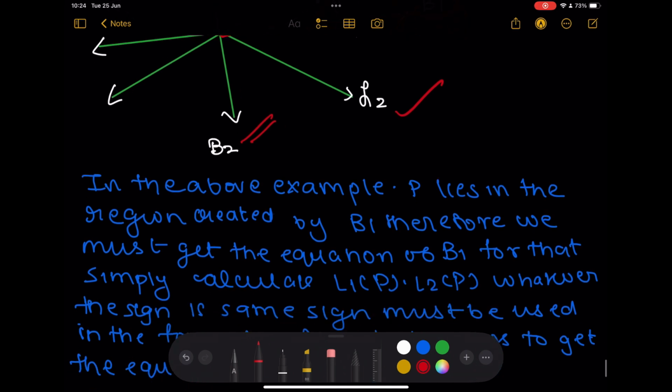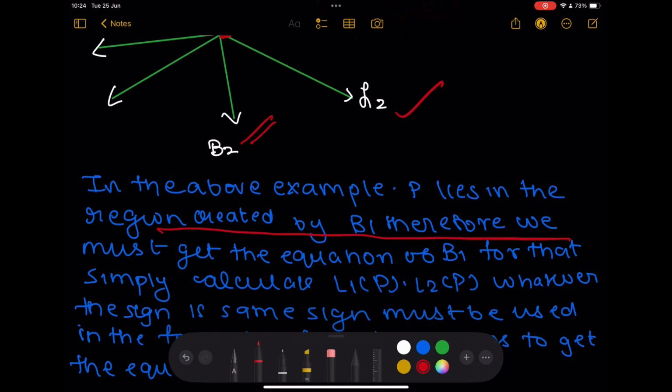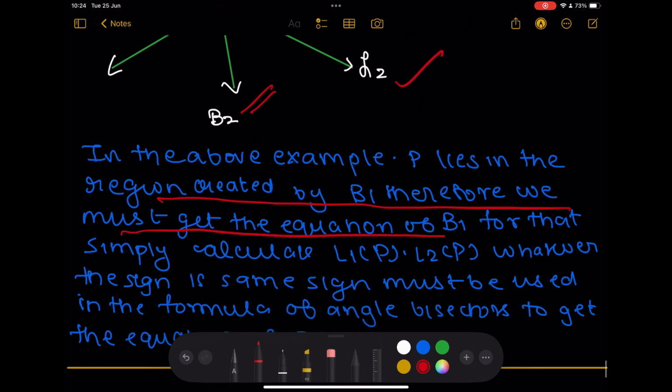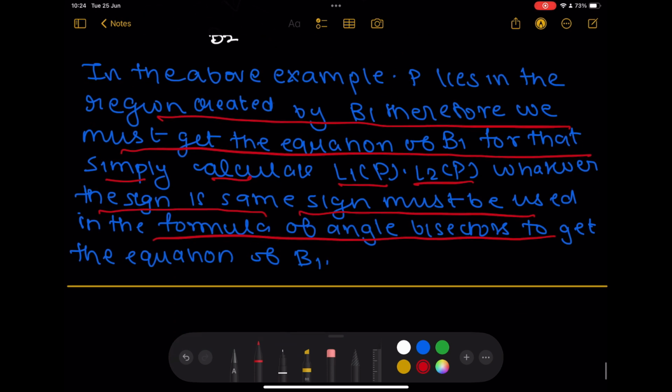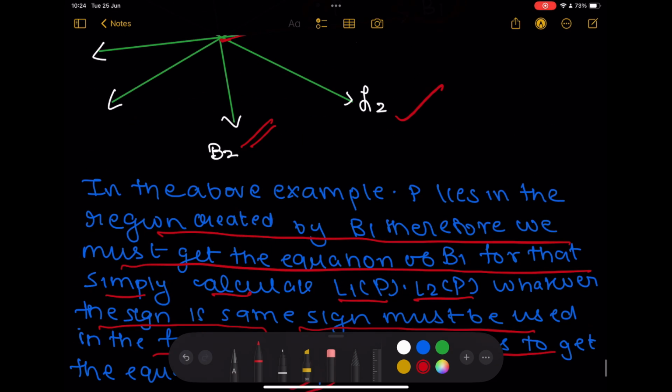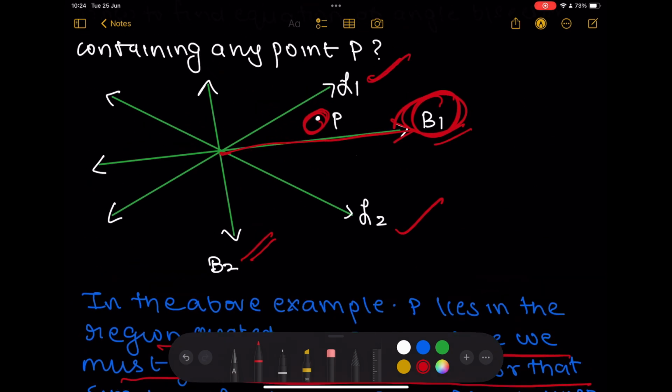That is what I have written here. In the above example, point P lies in the region created by B1. Therefore, we must get the equation of B1 for that. For that, simply calculate L1 of P into L2 of P. Whatever the sign is, the same sign must be used in the formula of angle bisector to get the equation of B1. That is, you have L1, you have L2.